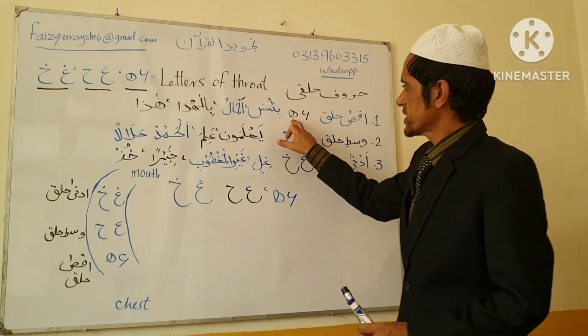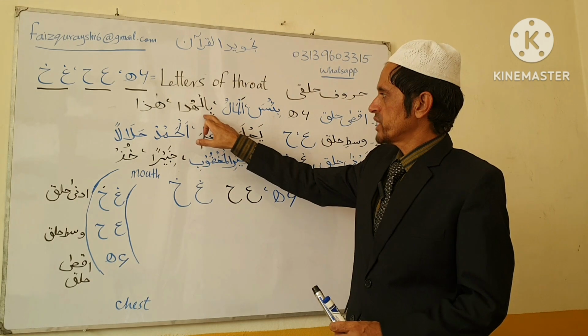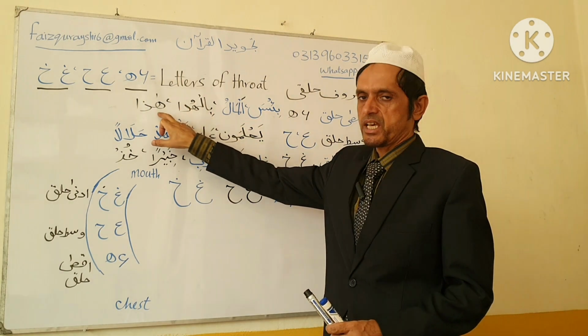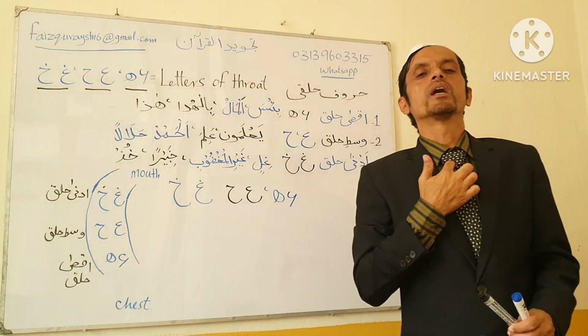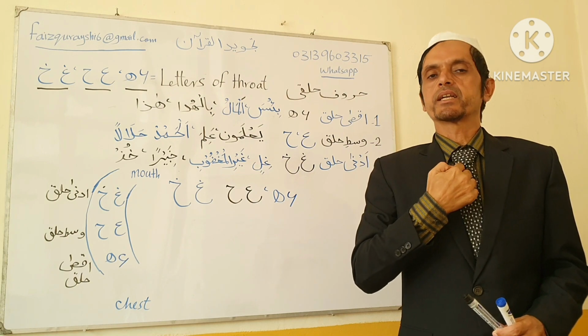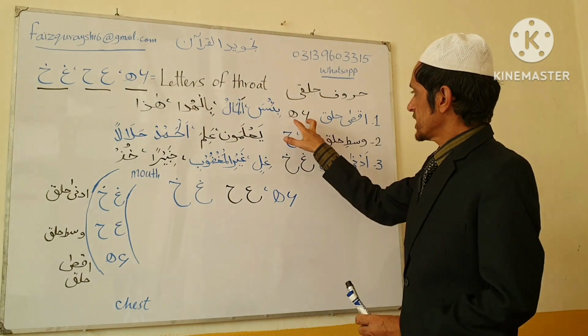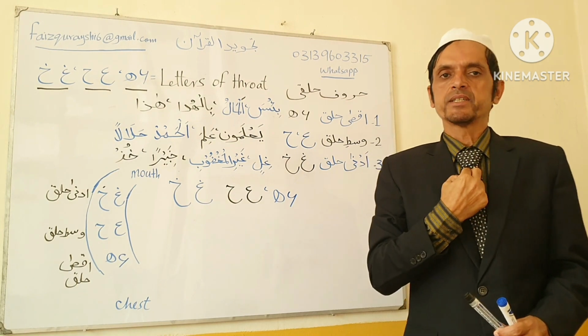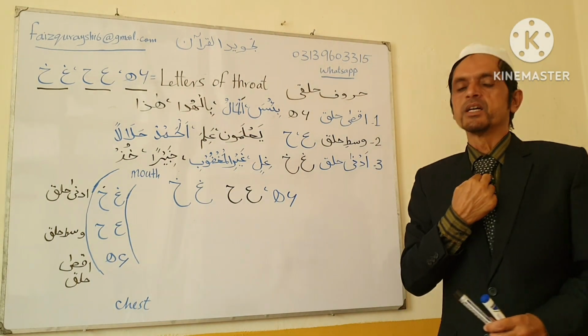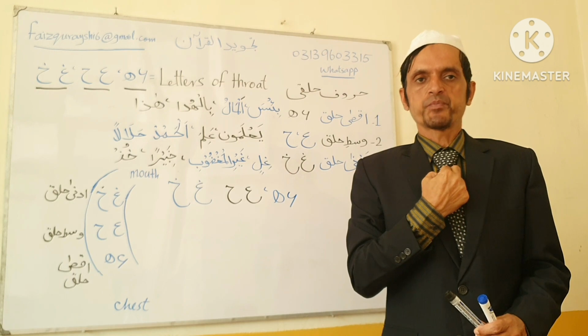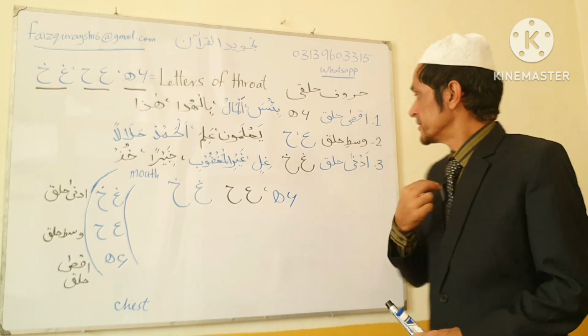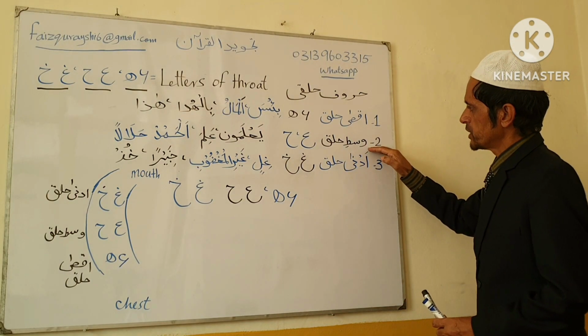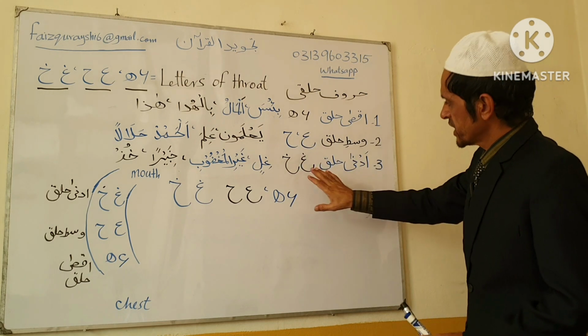And examples of Ha: Bil Huda, Hada, bil Huda. These two letters are articulated from the same part, and that is Aqsa Halq. Hamza: Bi'sa; Ha: bil Huda. Now, what's the second Halq? Number 2, Ain, Ha.